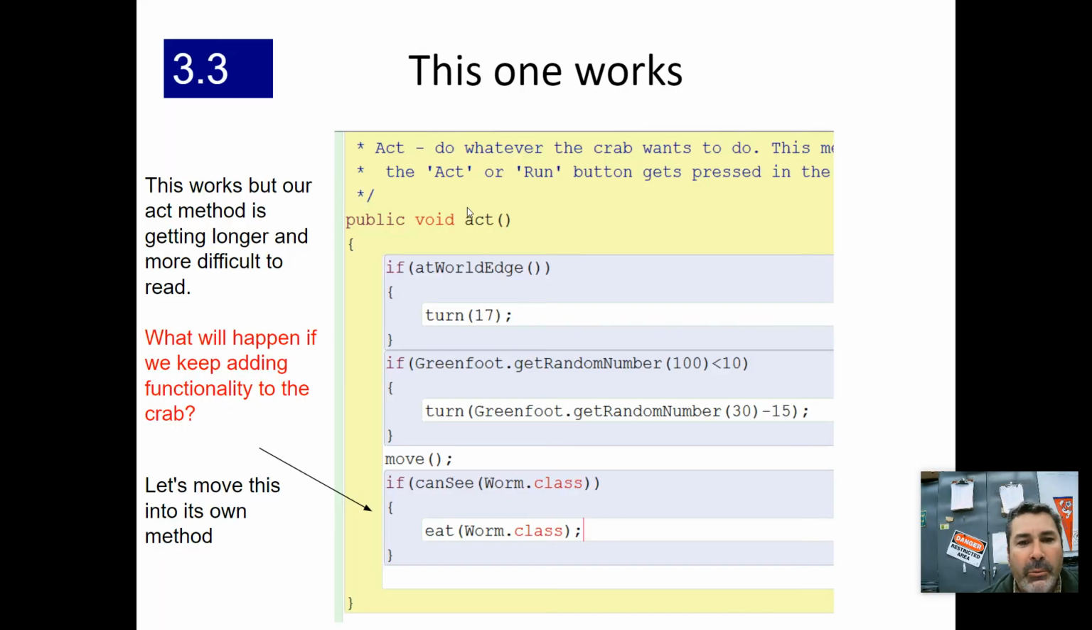All right, so this is what we have so far for our crab. If you look at the crab's act method, it's going like this. Now, we added this, and then most recently we added this section, and our act method is getting longer and longer and longer. But we're going to continue to keep adding functionality to the crab. We're going to keep making the crab do more and more things. So what's going to happen to our act method if we keep adding functionality to the crab?